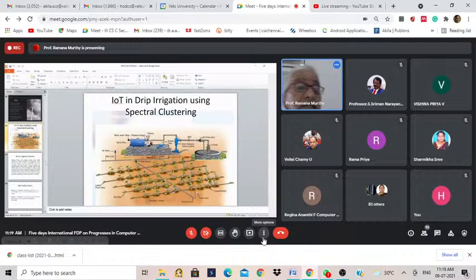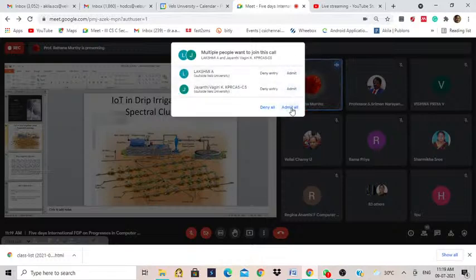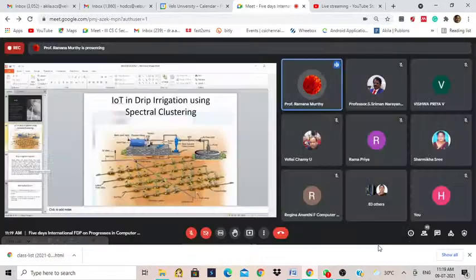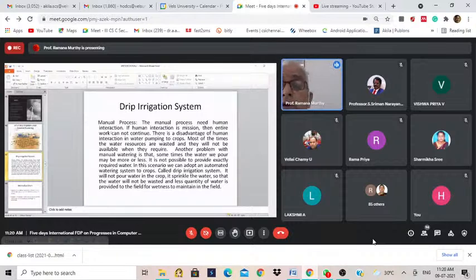We are going to do drip irrigation using spectral clustering. First I will tell what drip irrigation is, then I will tell about spectral clustering, and then I will formulate the rest of my requirement. The drip irrigation system is a manual process which needs human interaction. There is a disadvantage of human interaction in water pumping to crops, and this I want to avoid.